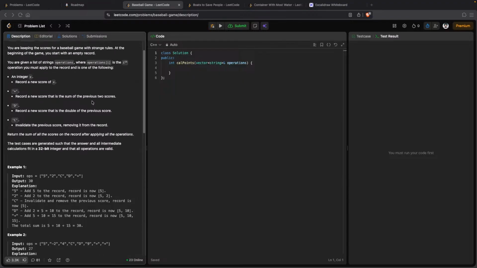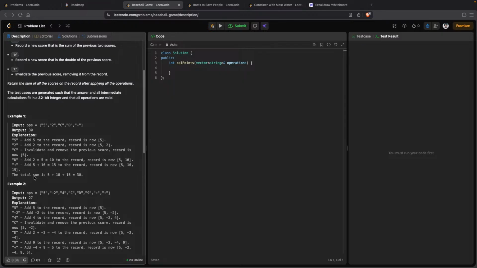Now we got the plus sign. Plus is record a new score that is the sum of the previous two scores. You will be adding the previous two elements, like 5 and 10, and adding to the record, now 5 10 15. The total sum is now 15.